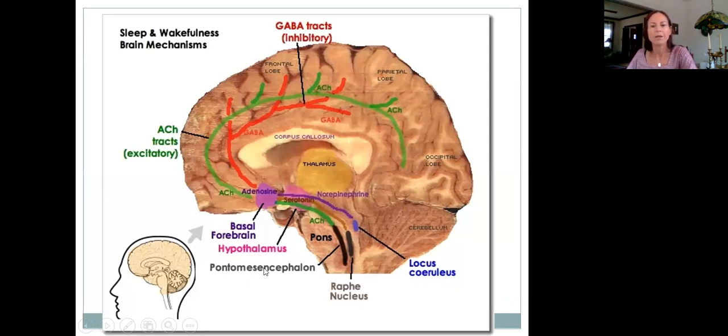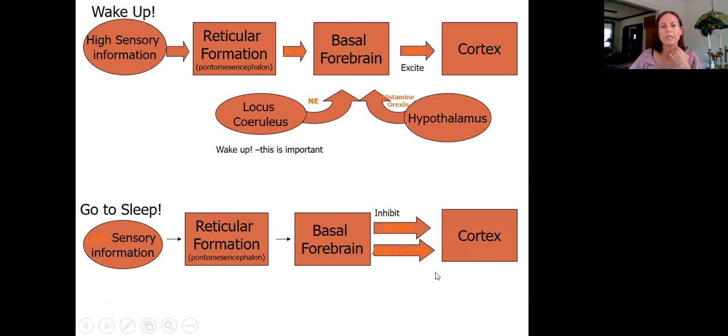We see from the pontomesencephalon, which we started to talk about, going up, we get acetylcholine release to the basal forebrain here. The basal forebrain is then going to release acetylcholine to the rest of the brain. That wakes us up. The locus coeruleus here in this purple line also uses norepinephrine to wake up the basal forebrain to, again, wake us up. And then we've got the hypothalamus there that's going to be using serotonin again to wake us up. So we'll review some of these in the next slide here.